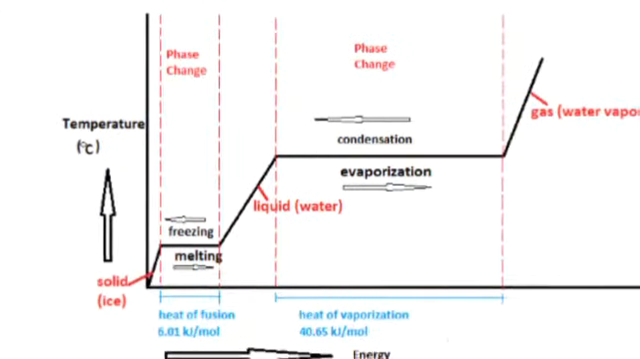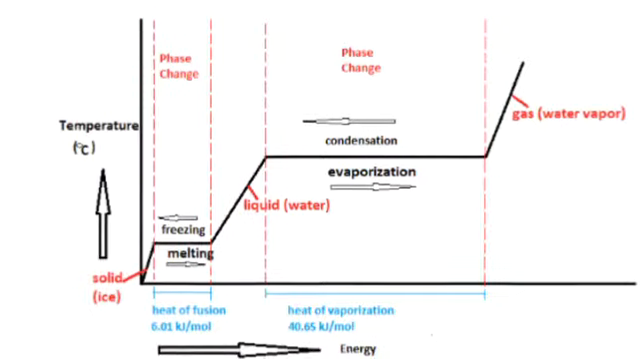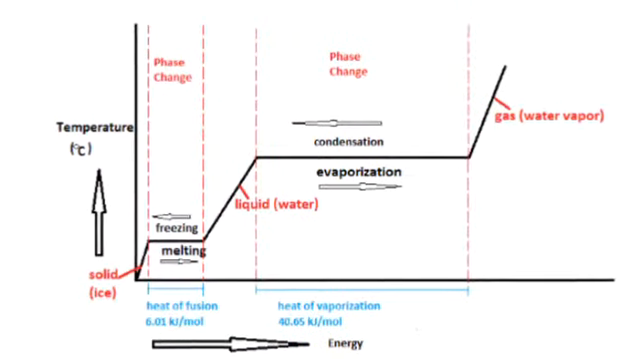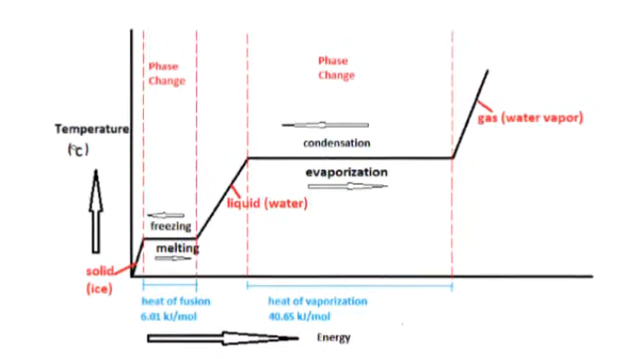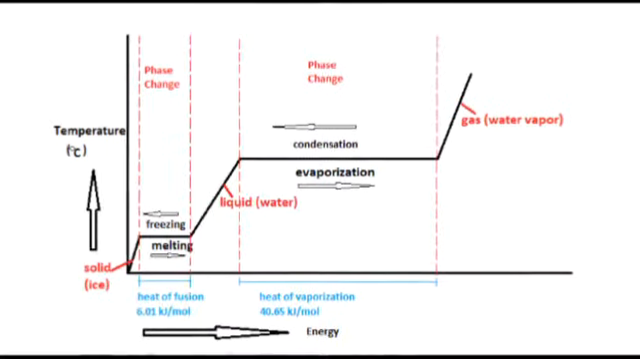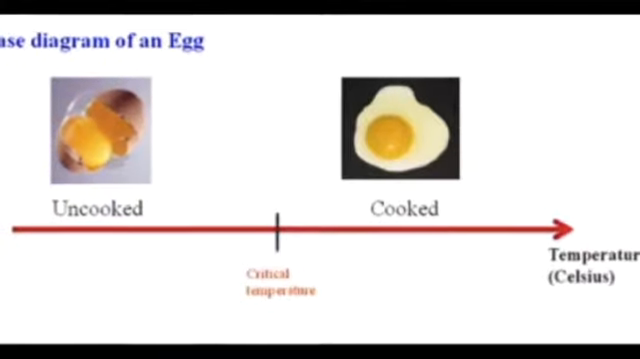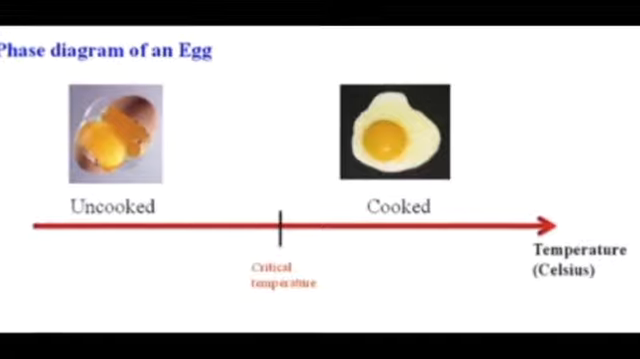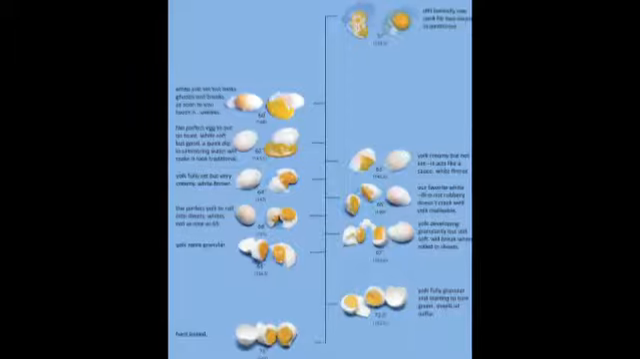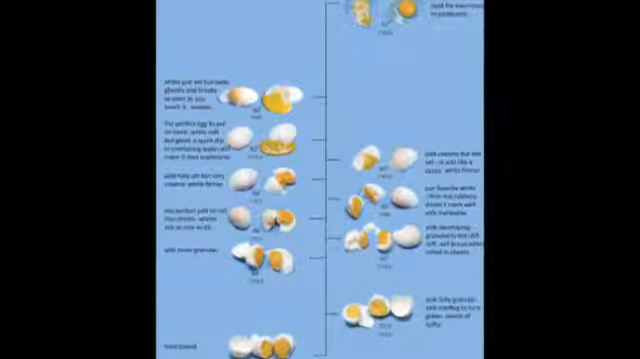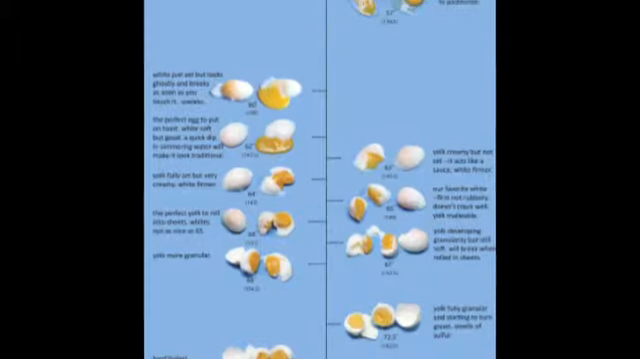Here I'm showing the different phase diagrams that I talked about. This one is water. As energy and temperature increases, the water turns from solid to liquid to gas. This is eggs. As you can see, as temperature increases, so does solidity. And this is the different ways you can cook eggs according to temperatures. And this is the phase diagram of meat at different temperatures.